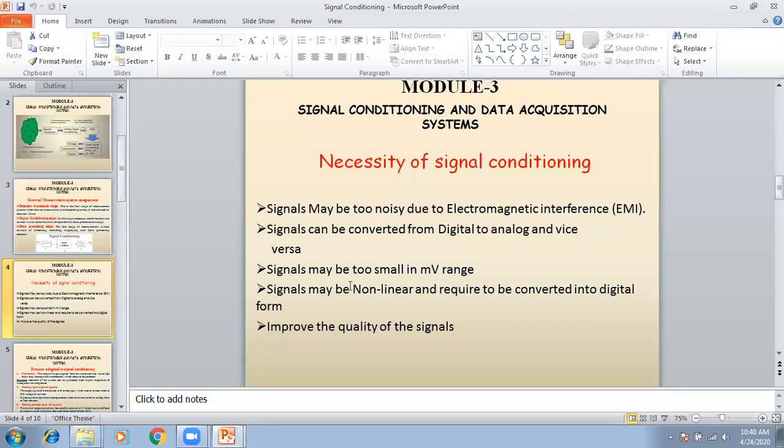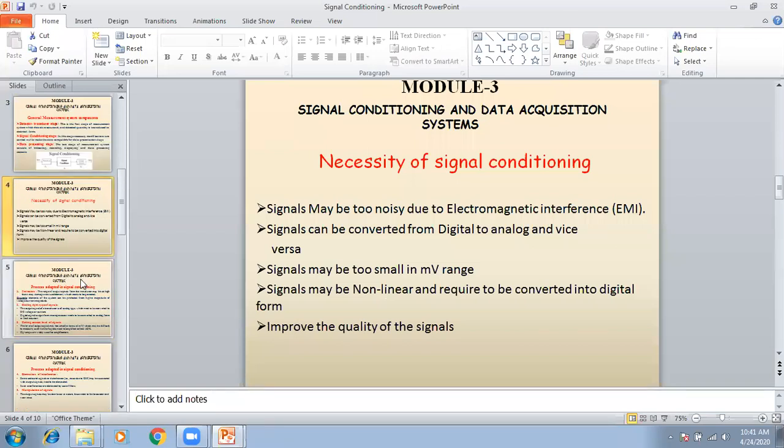So in that case, I need to amplify the signals. Whenever the signal is too small, amplification needs to be done. And sometimes the signal is non-linear, so I need to convert it to linear in order to convert it to digital, discrete form. So in order to improve or enhance the quality of the signal, signal conditioning is very necessary, right?